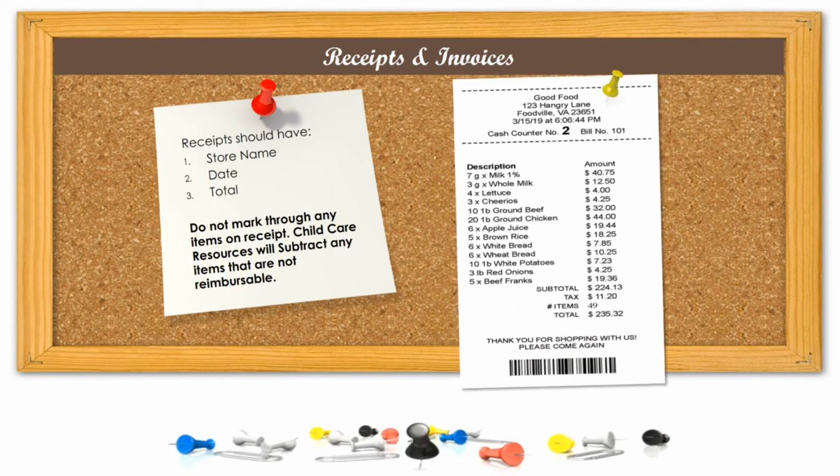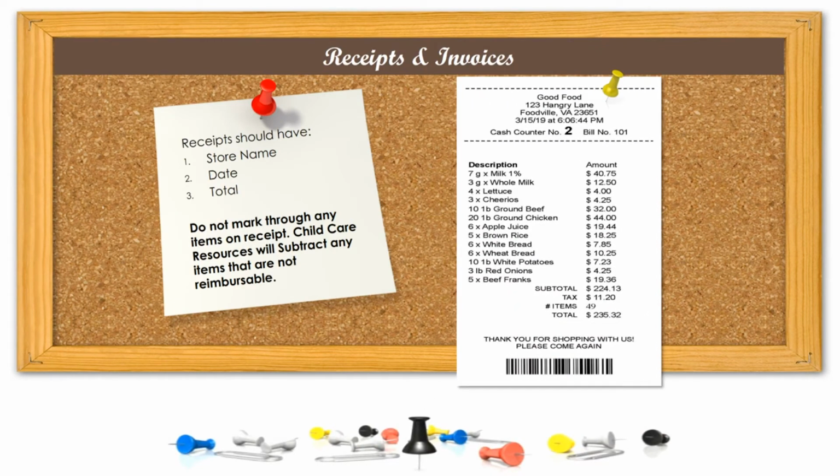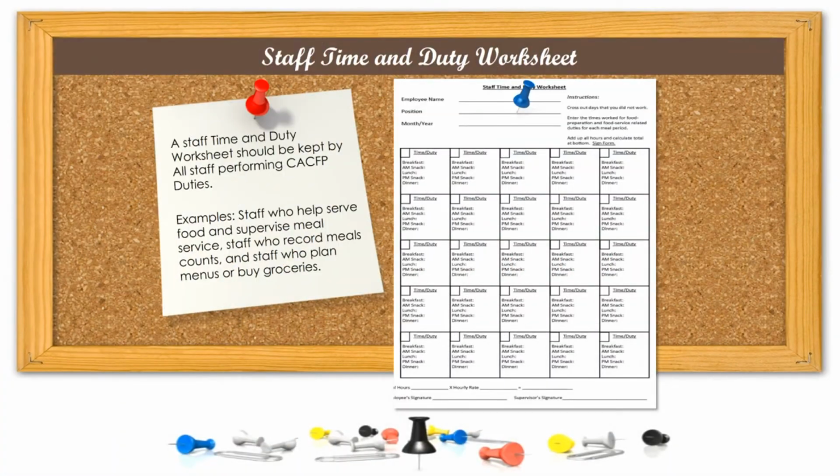One way to document costs is with receipts and invoices. Receipts should have the store name, date, and total. Do not mark through any items on your receipt. Child Care Resources will subtract any items that are not reimbursable. A staff time and duty worksheet should be kept by all staff performing CACFP duties.